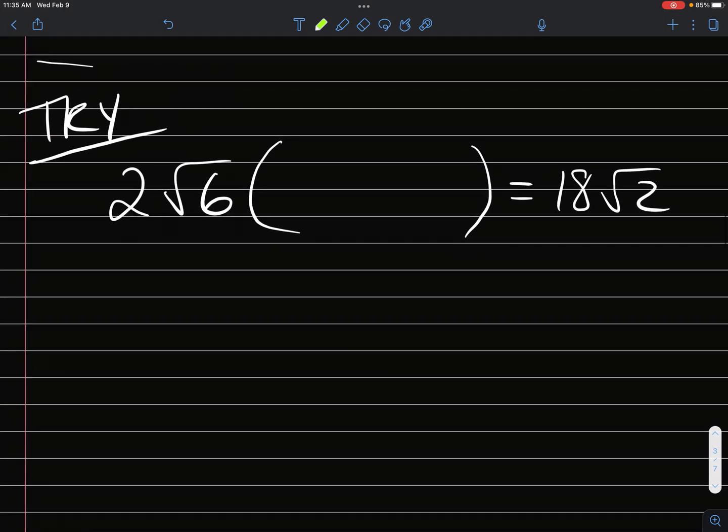You're going to try this. All right. If this is on Edpuzzle, I'm pausing it. If this is YouTube, you can pause it and try it, or you can just continue. All right. Skip. Done.